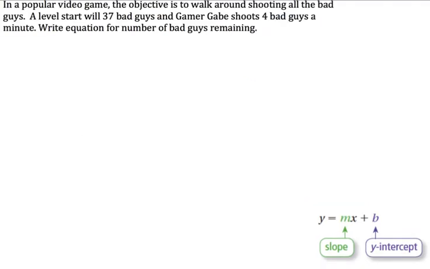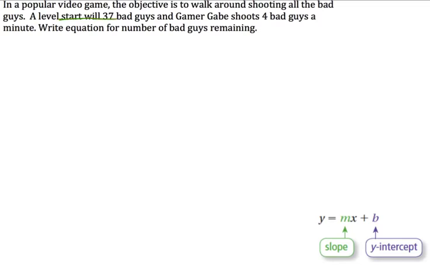In a popular video game, the objective is to walk around shooting all the bad guys. A level starts with 37 bad guys, and Gamer Gabe shoots 4 bad guys a minute. Write an equation for the number of bad guys remaining. All right, this problem actually already gives us slope and intercept. We just need to recognize them.